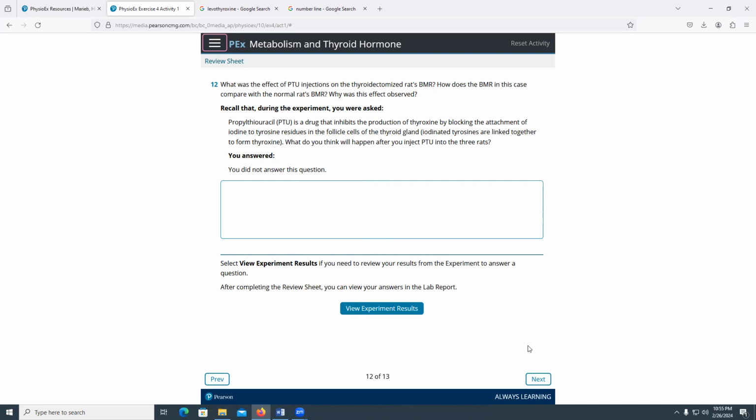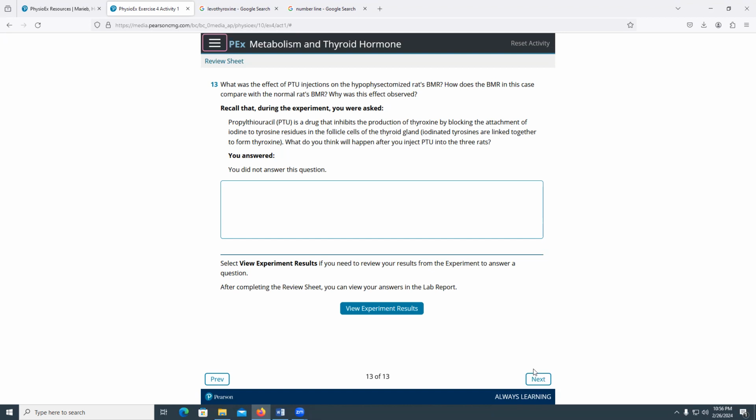So how does the BMR in this case compare with the normal rat's BMR? And why was this effect observed? We said that the effect of the PTU injections on the thyroidectomized rat was not visible because there was no thyroid gland to be affected. So how does the BMR in this case compare with the normal rat's BMR? The effect is just not going to be visible because it's going to stay. Obviously it's going to be hypothyroidic because the thyroid gland is not there, so we cannot be making the thyroid hormone, but PTU is not going to affect it.